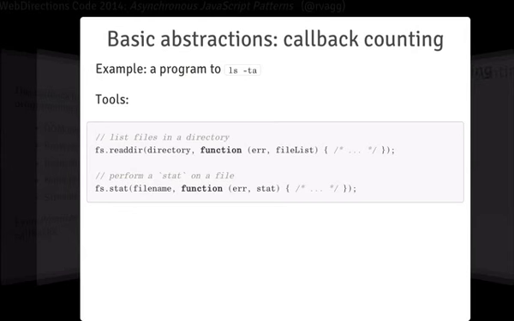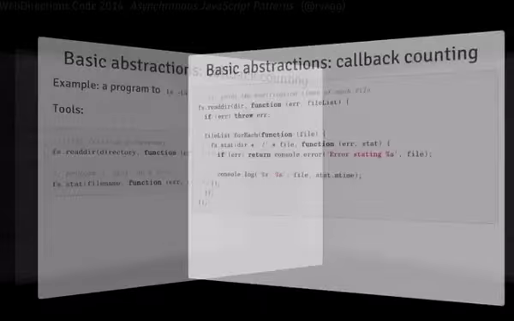Some basic tools, if you're not familiar with Node: we've got fs.readdir, where you give it a directory and you'll get a callback at some point with the list of files or an error. And fs.stat performs a stat system call on a file. We can get modification time, we can find out whether it's a file or a directory or a link. We can do all sorts of stuff with stat, but we really just want the modification time there. So how do we do this?